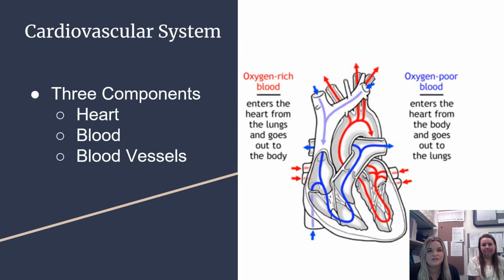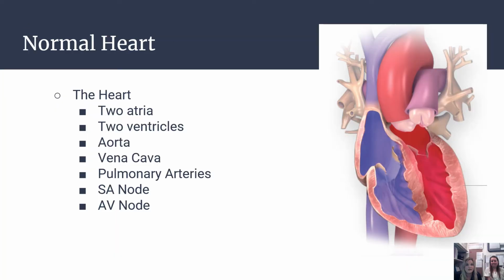The cardiovascular system is made up of three components: the heart, blood, and the blood vessels. And the heart is truly like the main powerhouse of the cardiovascular system. The heart has many different components to it. It has two atria, two ventricles, an aorta, superior and inferior vena cava, the pulmonary arteries, the SA nodes, and the AV nodes.